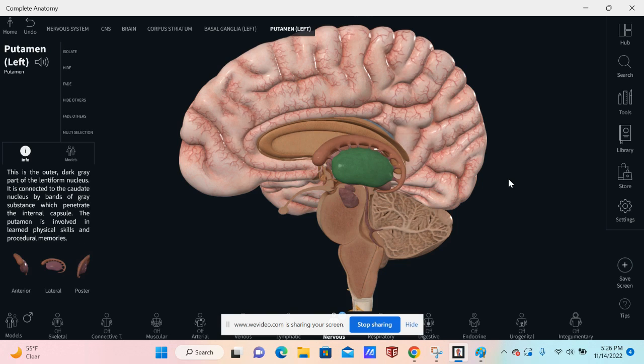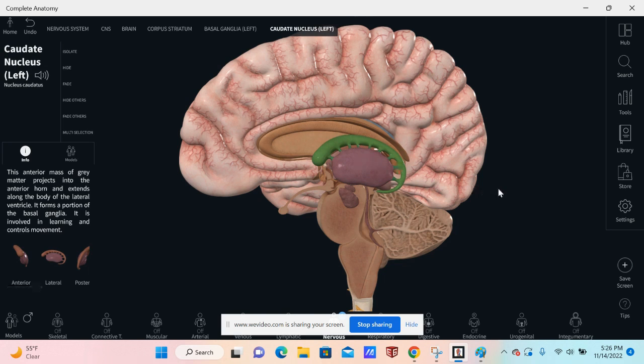So, like tying your shoes or riding a bike or driving a car, important in that. And also the caudate nucleus. These kind of work hand in hand.